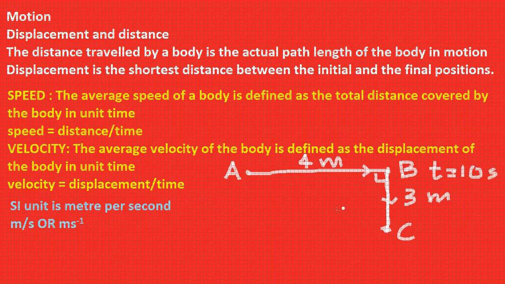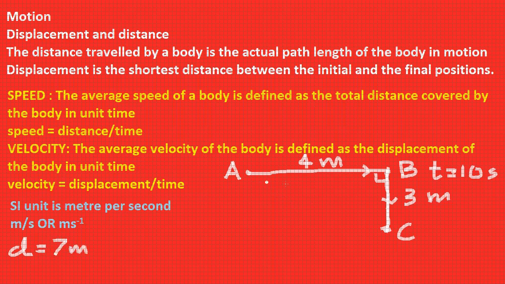So let us try and calculate the distance and displacement, and thereafter we are going to calculate the speed and the velocity of this body. Now we know that distance is actual path length. So the actual path length of the body is the total path covered by the body in motion. So that is 4 meters plus 3 meters, that is equal to 7 meters. Let us write it this way: the distance d is equal to 7 meters.